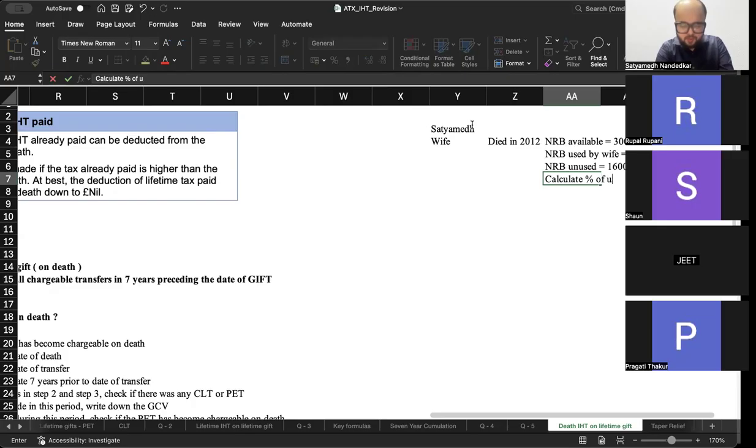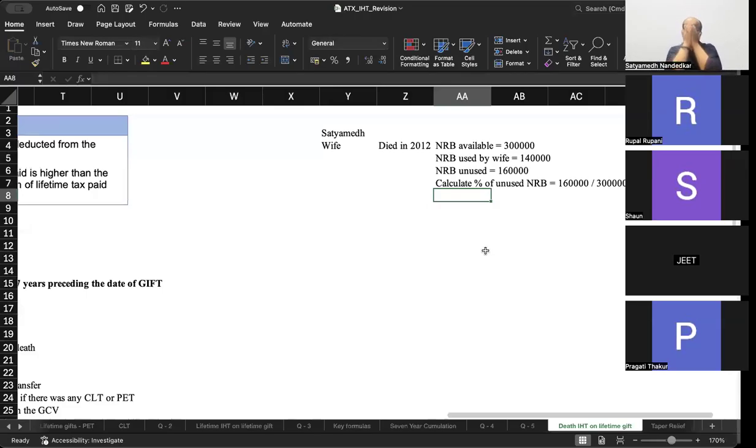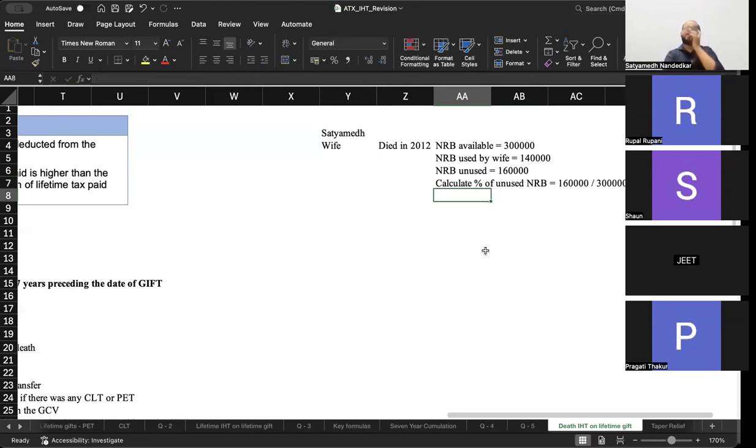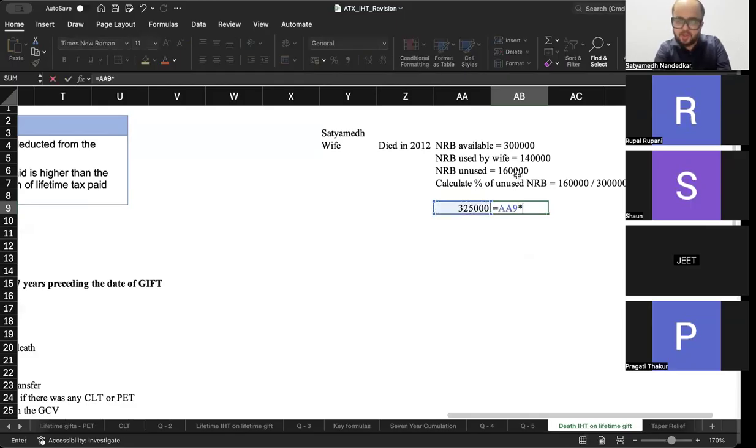Calculate the percentage of unused NRB, which is 1,60,000 upon 3 lakh. How much will it come to? So 53%, 53.3%. Okay. So now when Satyamedh is dying, at that time NRB was 3,25,000. The wife's unused amount is 160, but 160 is not transferred. 53.3% is transferred to me.